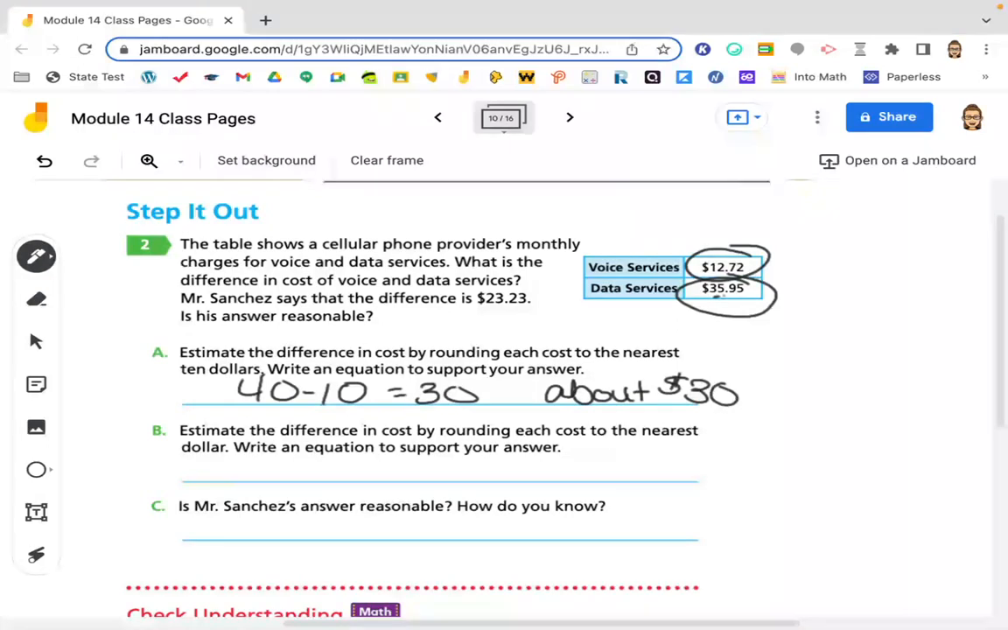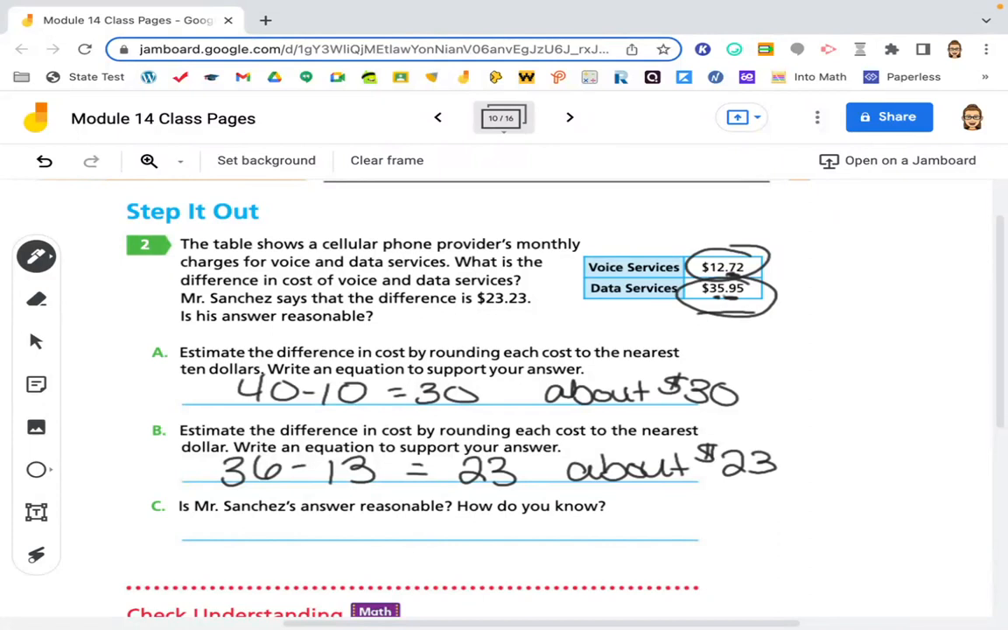Then it says estimate the difference in cost by rounding each cost to the nearest dollar. Write an equation to support your answer. So we'll start with our larger one. This 9 tells us that this 5 needs to be bumped up, so it is closer to $36 than $35. And this 7 tells us the same thing, that we need to bump up the 2, so it's closer to $13 than to $12. And 36 minus 13 will give me 23. So about $23.